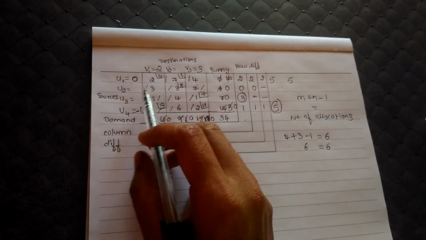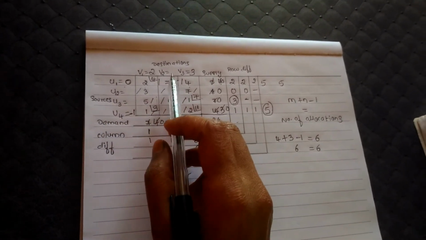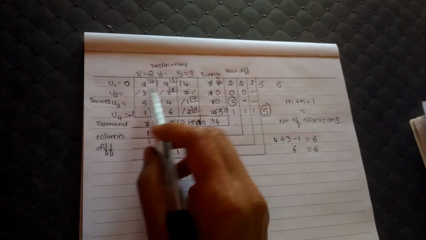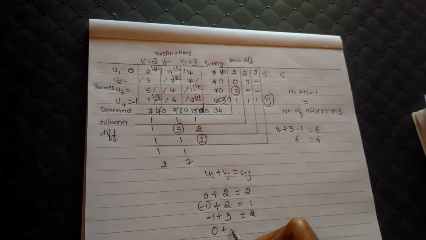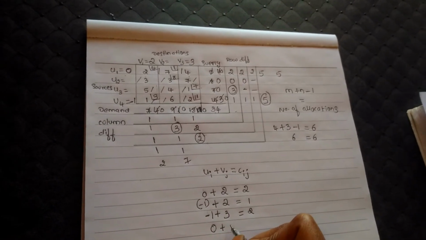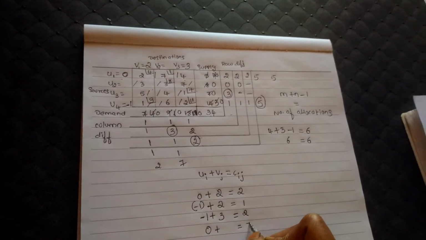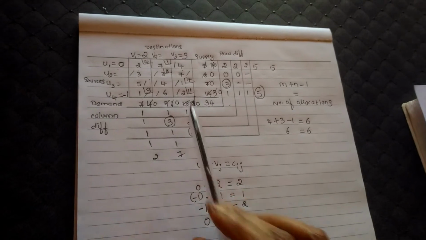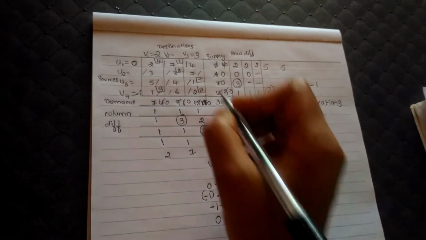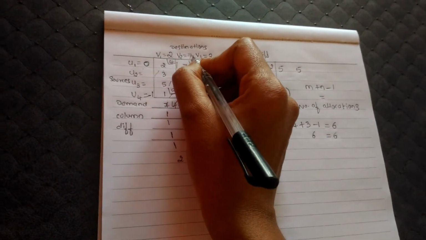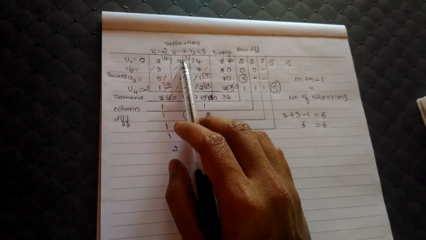With help of this, now I found the value of U1 for this row, and I would also be able to find out the value for V2. We know the value of U1 is 0. We don't know the value of V2, but we know the value of C12, which is 7. So what should we add for 0 to come up with 7? We should add 7. With help of this U1, I found the value of V2.